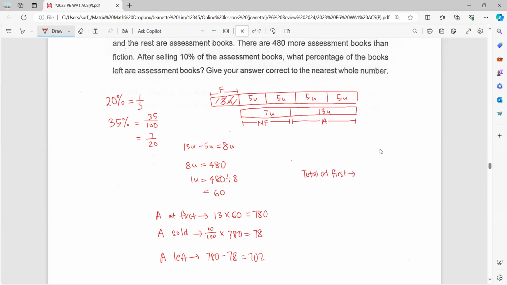Which is 25 units. So 25 times 60. Then minus off what is being sold, which is 78, in order to find the total in the end. Total after.